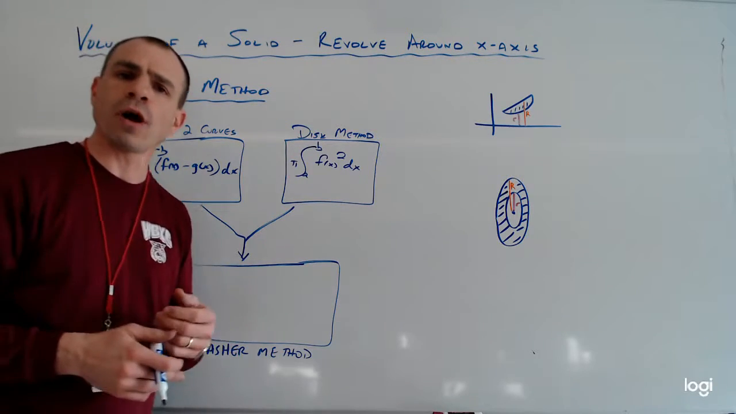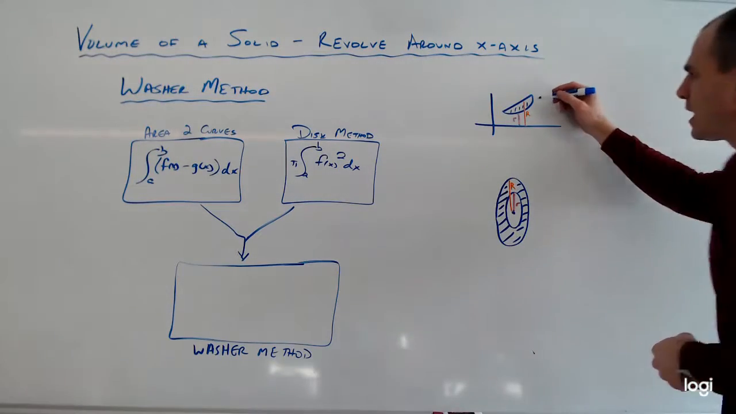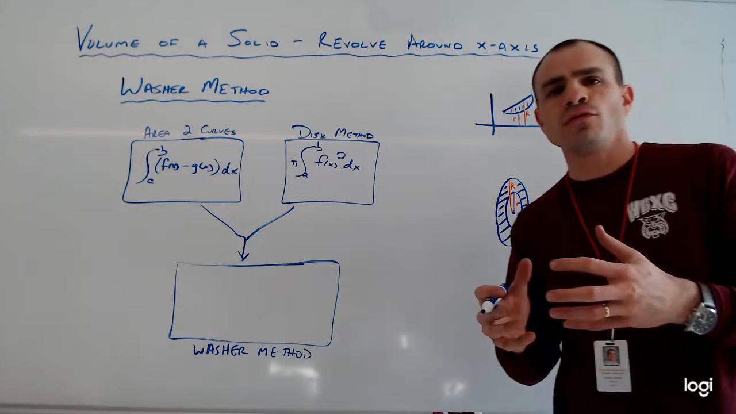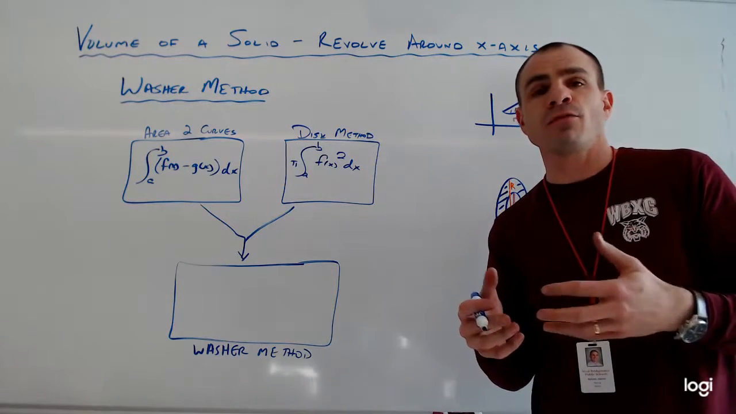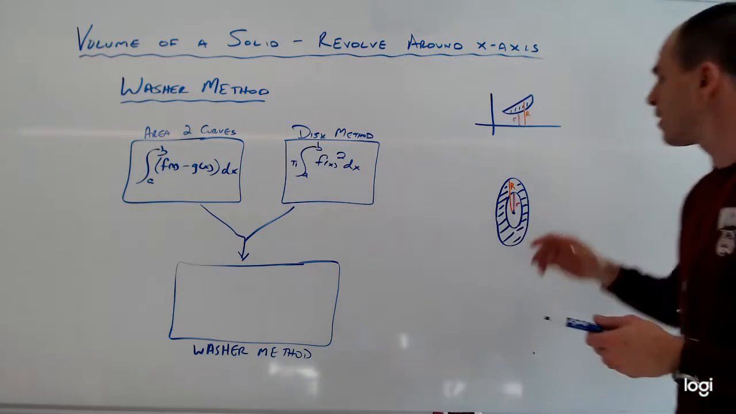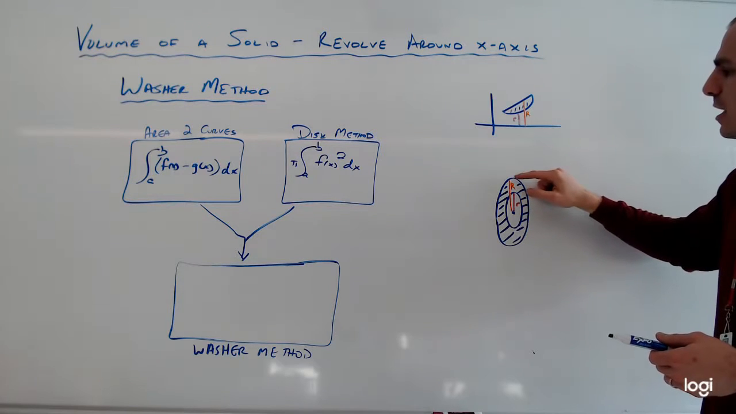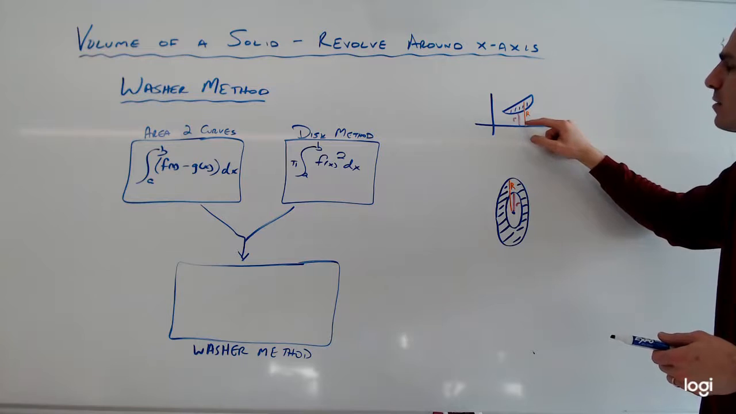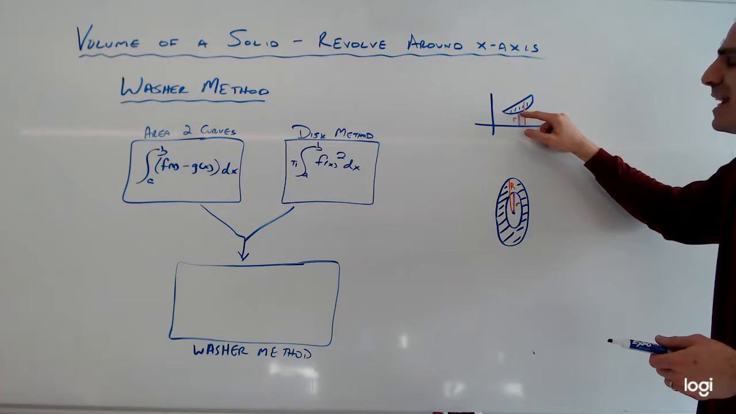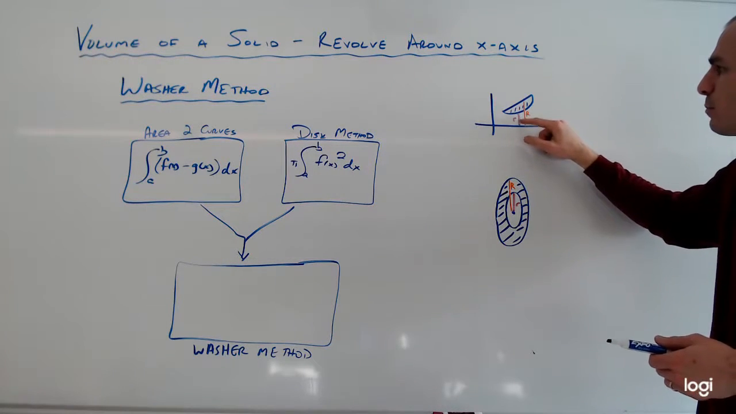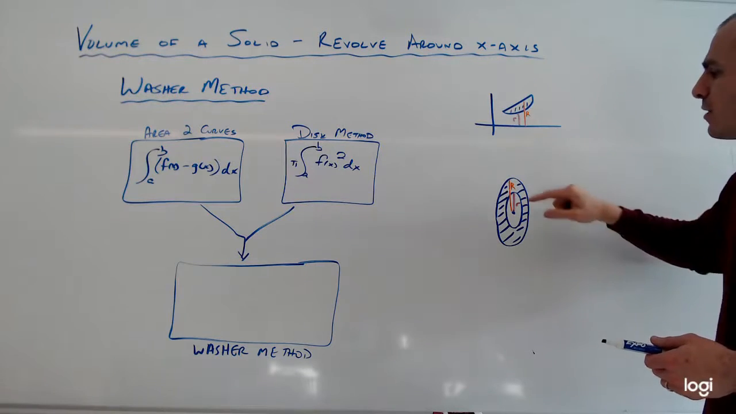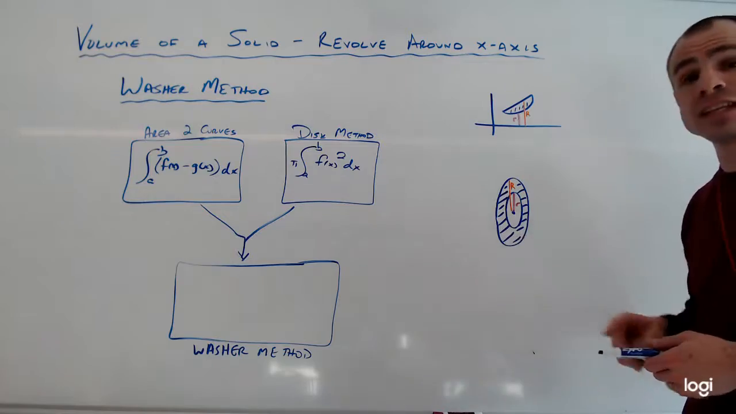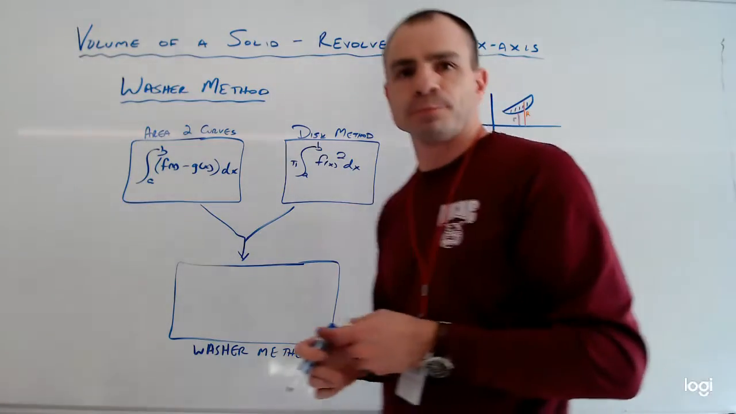All right, why is it called the washer method? Well, when we take this region right here, again, we have two radii. We have the radius that goes from the center to the outer edge of our region, and then the radius that goes from the center to the inner edge, which I've got here in purple, and the outer edge is in orange. Well, when we revolve that region around, in essence, it's still a disk, but there's a hole in the middle.